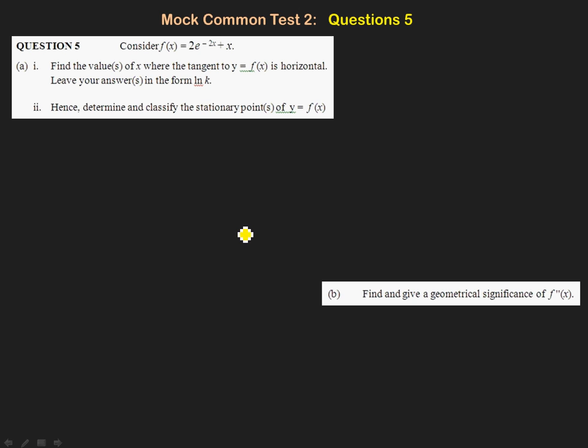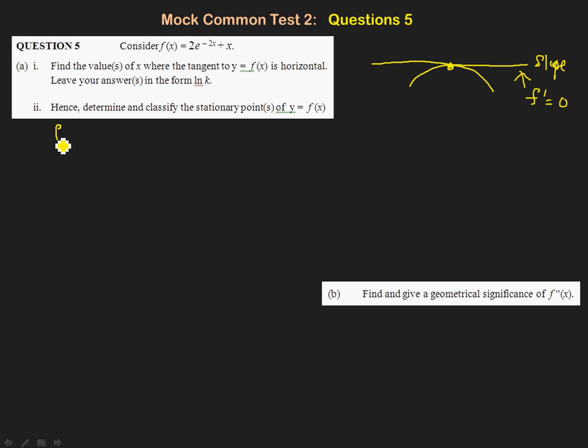Question 5, the more common test 2. Let's read the question first. Find the value of x where the tangent is horizontal. Well, horizontal means that at a certain part of the curve there is a U-turn. It could be a positive. If you draw the tangent to the curve at that point, the slope of the tangent, or f prime, will be 0. So this will be how we tackle the question.